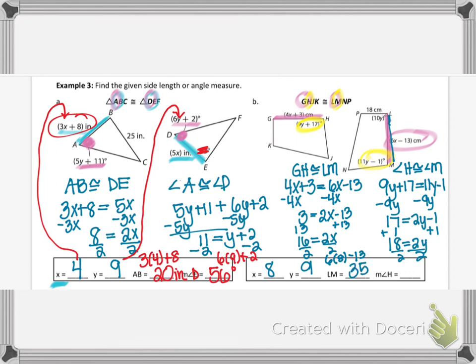And then angle H is right here, and it needs to use y. So if I just simply take my expression 9 times what y is, well, we just found y was 9, plus 17. That makes 81 plus 17 for a total of 98 degrees.